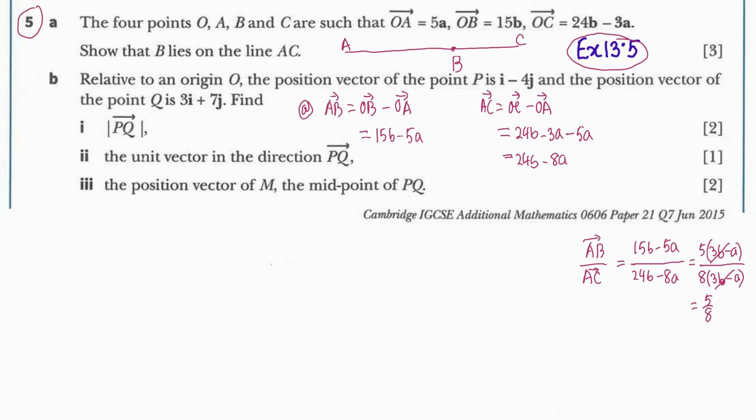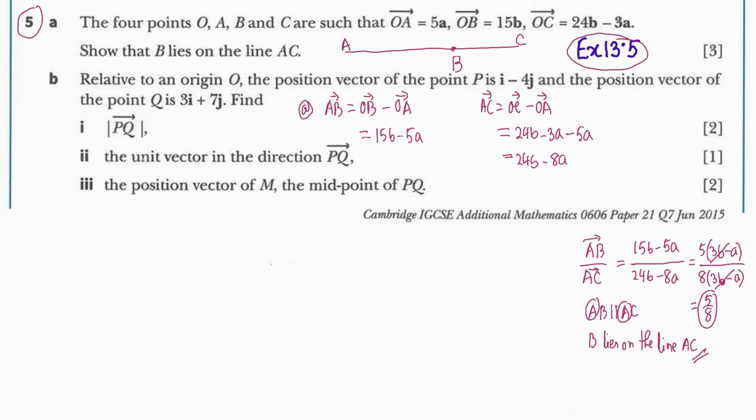After division of these two vectors, we got a constant, 5 by 8, so we can say AB is parallel to AC. This is the condition. But both lines are parallel and share the same point A, so we can say A, B, C make a straight line, and B lies on the line AC. Telling AB parallel to AC with A as the common point, ABC makes a straight line, or if I say B lies on the line AC, it is the same. The proof system is the same. So let's go to question number B now.